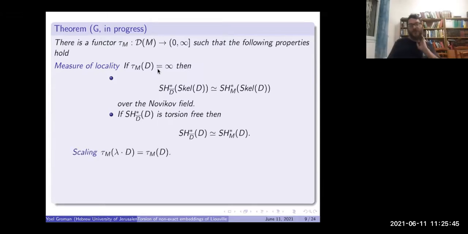The other property is how this thing behaves with respect to scaling. What this is saying is that if you scale it, this number remains constant. So now if you combine what I said, that it's monotone, with the fact that it's constant, this means that it depends only on the skeleton.